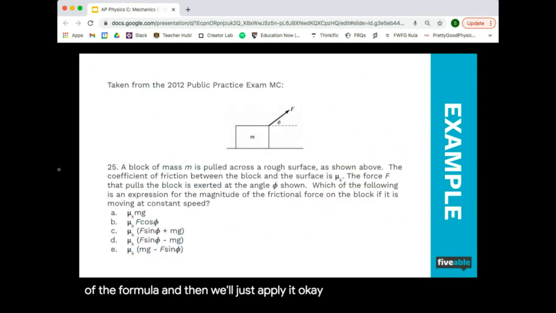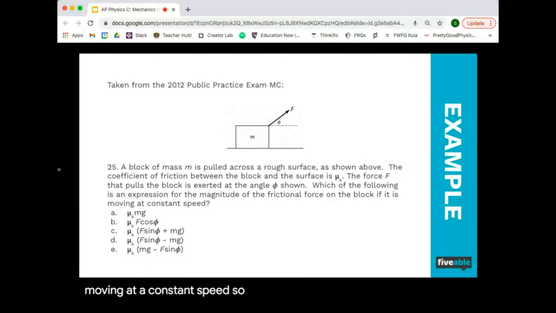Okay, so here's an actual practice exam multiple choice question having to do with kinetic friction. Here we've got a block of mass M pulled across a rough surface. When we see that word rough, that's telling us that there's friction. We've got a diagram. The coefficient of friction between the block and the surface is mu sub k. The force F pulls the block, exerted at an angle phi. Which is an expression for the magnitude of the frictional force on the block if it's moving at a constant speed?